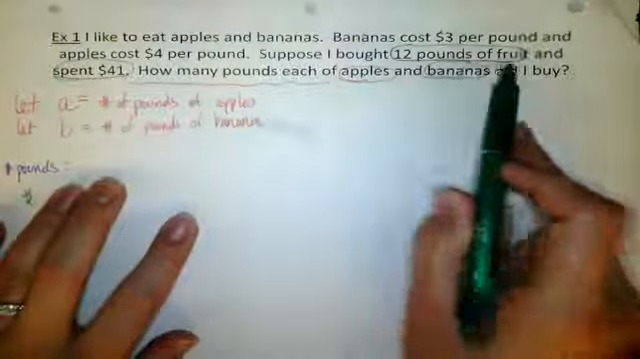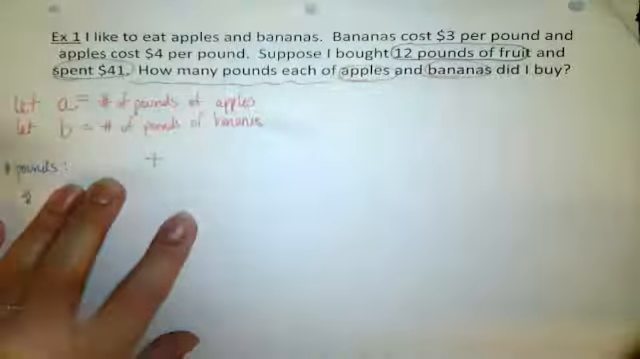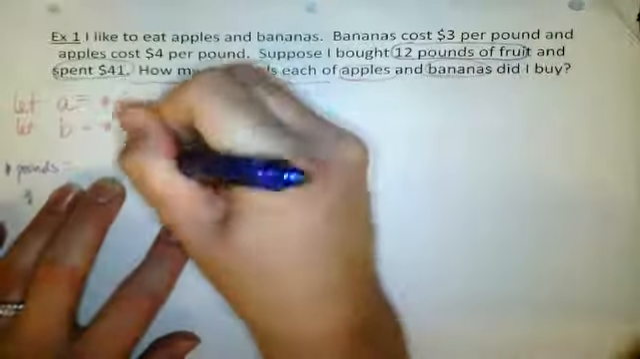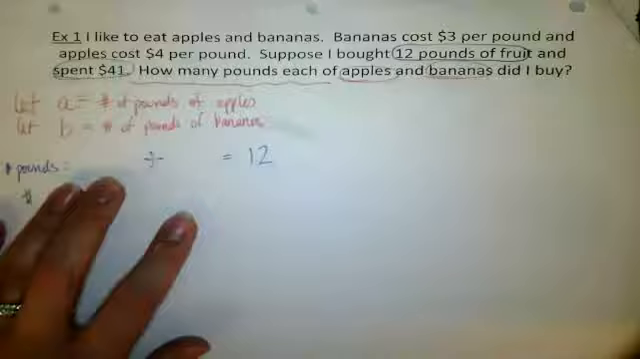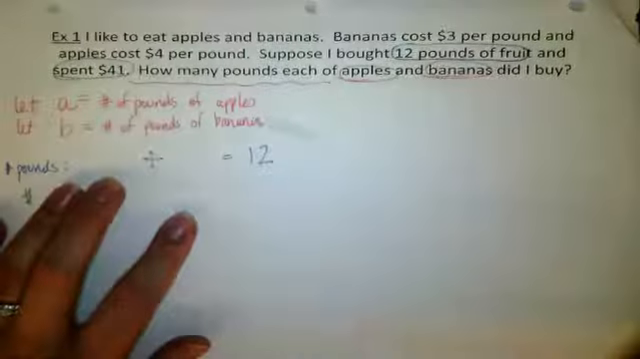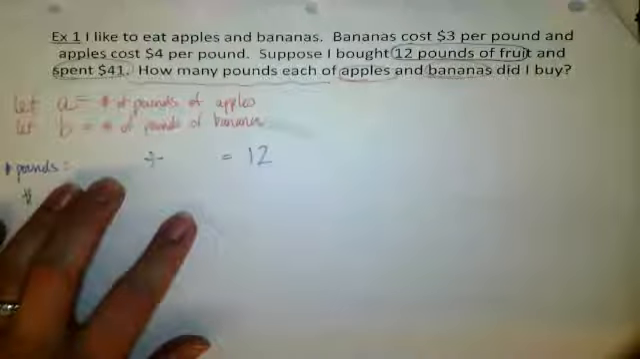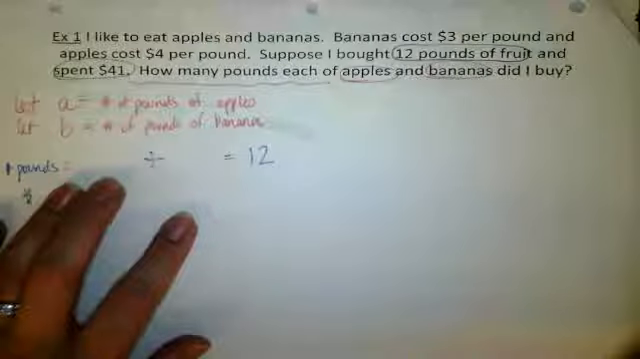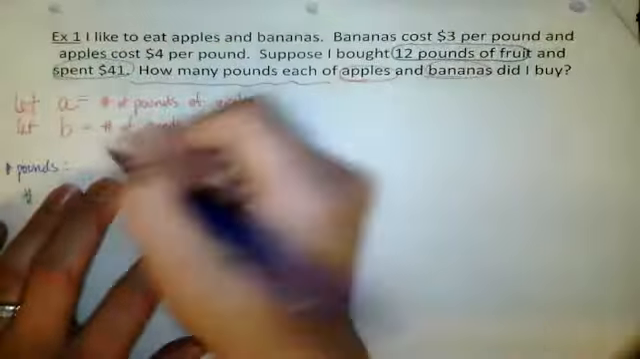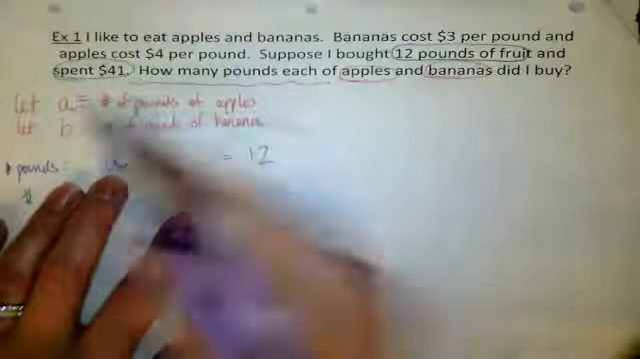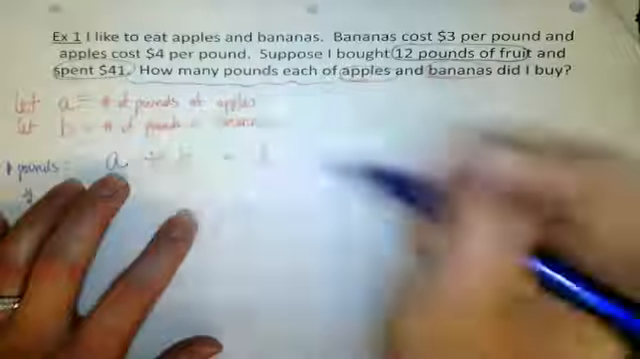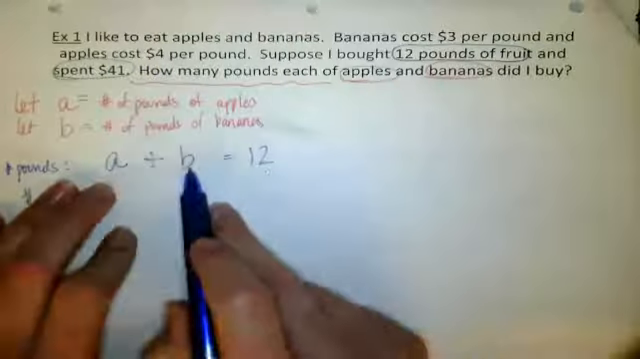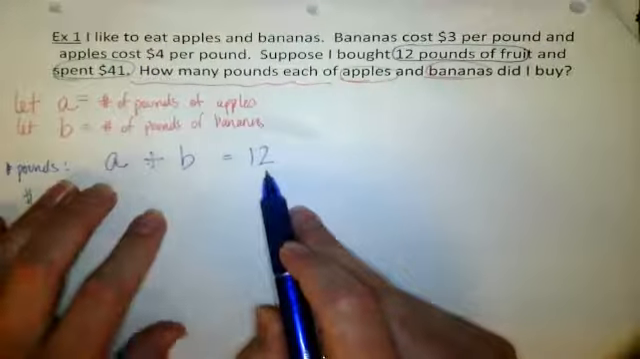I bought a total of 12 pounds of fruit. What made up that 12 pounds? What did I buy? I bought apples and bananas. What represents apples? I bought A pounds of apples, and what else did I buy? B pounds of bananas. Pounds plus pounds equals total pounds. Does that make sense to you?